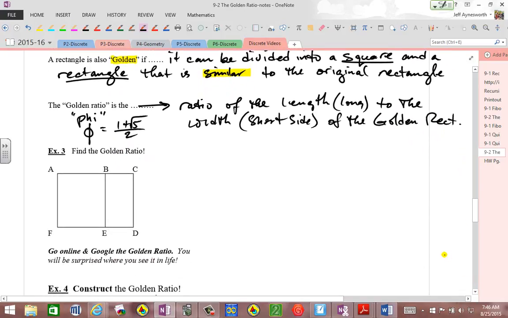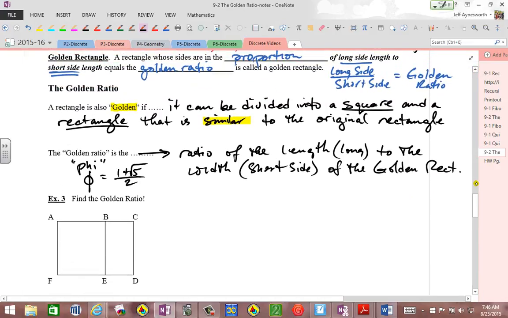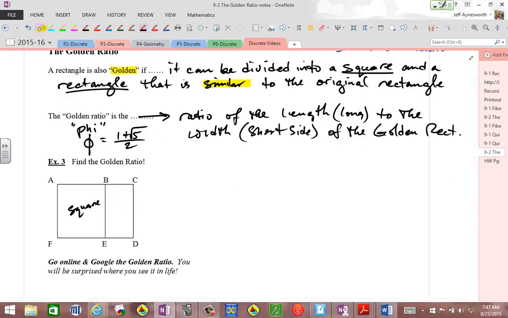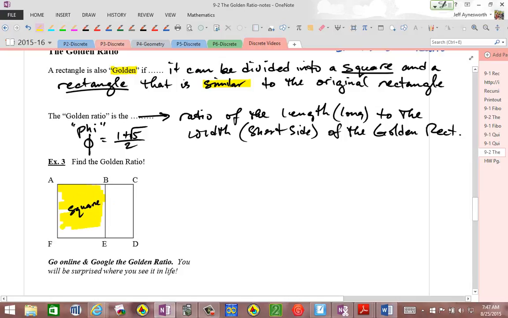Now, why is that? Well, let's derive it and figure out where it comes from. And let's understand something here. If a rectangle, such as the largest one here, the large rectangle ACDF, the big one here, can be divided into a square and a smaller rectangle. This is obviously a smaller rectangle here. In fact, let's use a little color so we can see things a little better. So the yellow figure right here is a square, and the smaller one is obviously not a square because it has different length sides, right? But it is a rectangle.